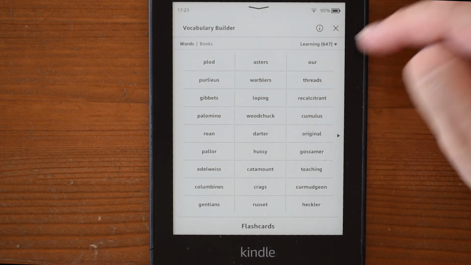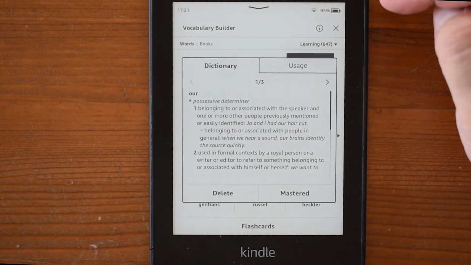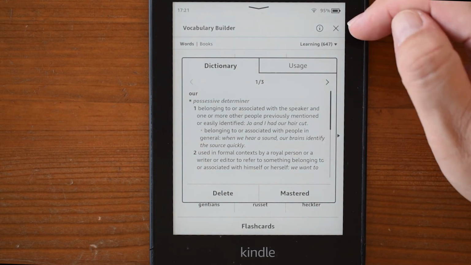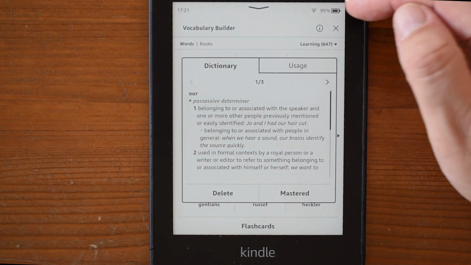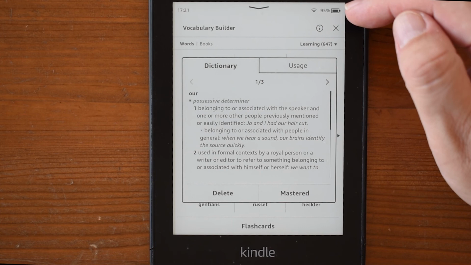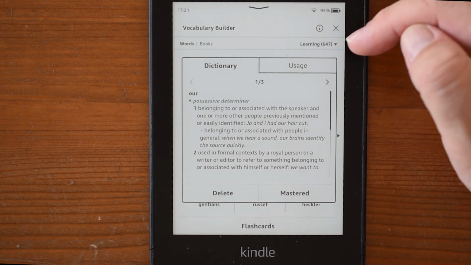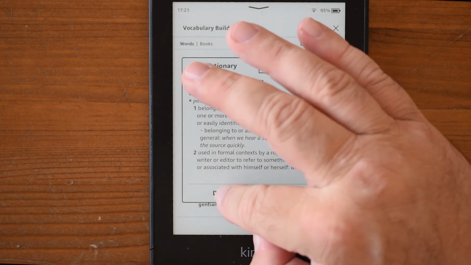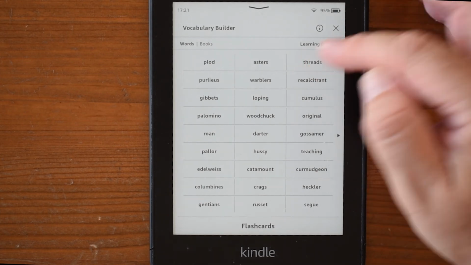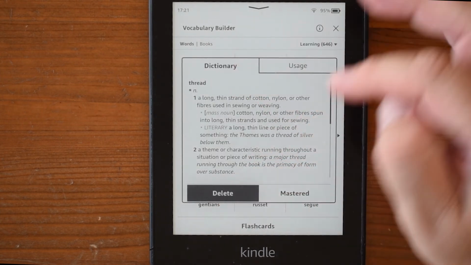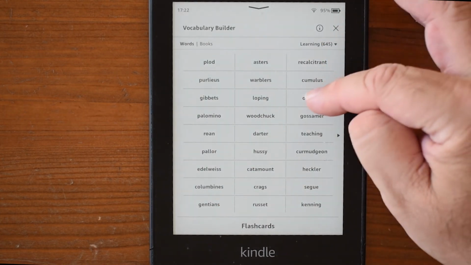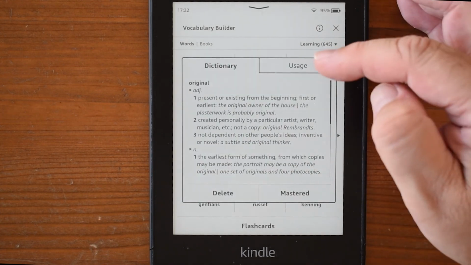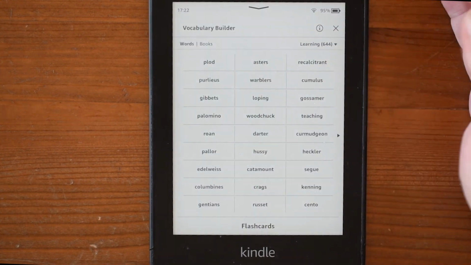So you can see that words like hour, obviously I know the word, but I pressed it by accident, or the screen wasn't sensitive enough. In any case, I know what hour means and I can delete it easily. And the same for threads. I can delete it, and the word original, I can just delete it, and so forth.